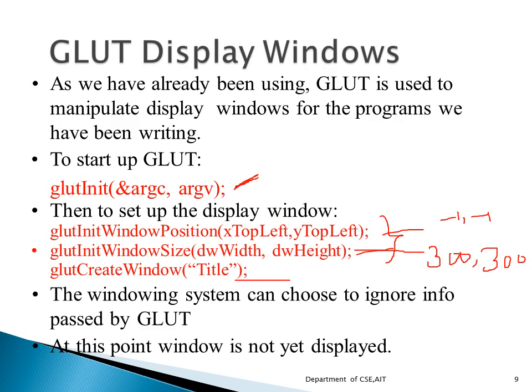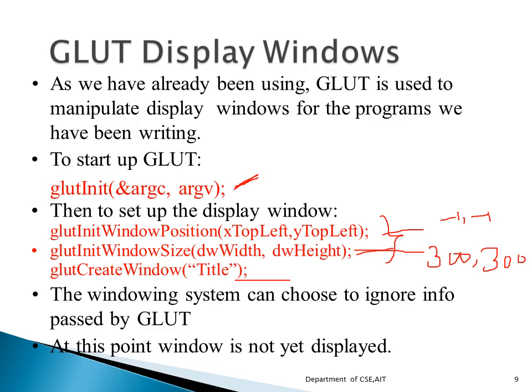height. What will happen if I don't give the values here? The default size for the window will be taken as 300 by 300, and the default position, that means the top left x and y, will be taken as -1 and -1. So this is left to the window management system. Then we have glutCreateWindow.